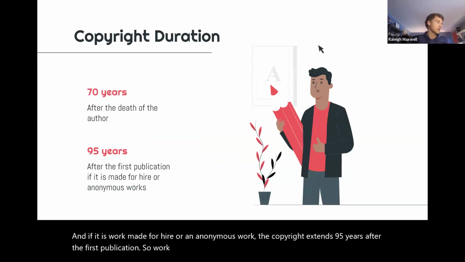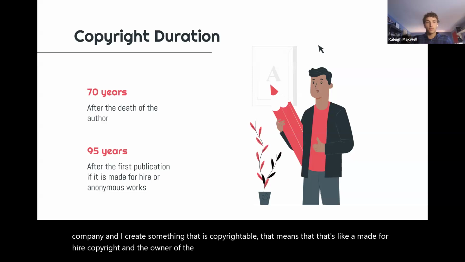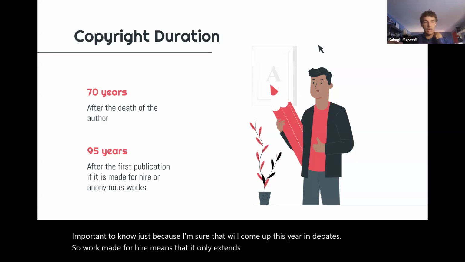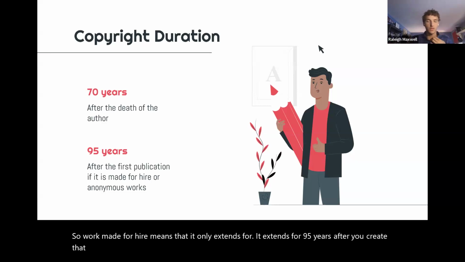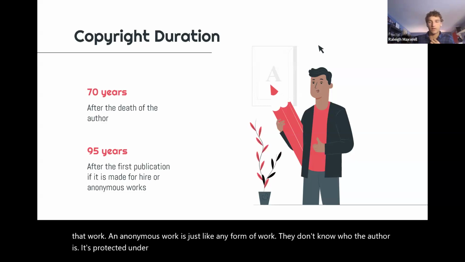Work made for hire is typically like if I'm an employee working for a company and I create something that is copyrightable, that means that's a work made for hire copyright. The owner of the copyright is actually my employer, which is important to know just because I'm sure that will come up this year in debates. So work made for hire extends for 95 years after you create that work. An anonymous work is any form of work where they don't know who the author is. It's protected under copyright for 95 years after the first publication.